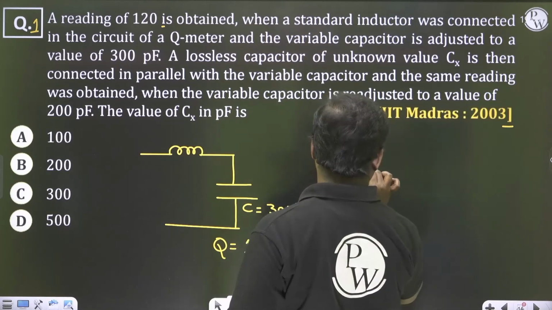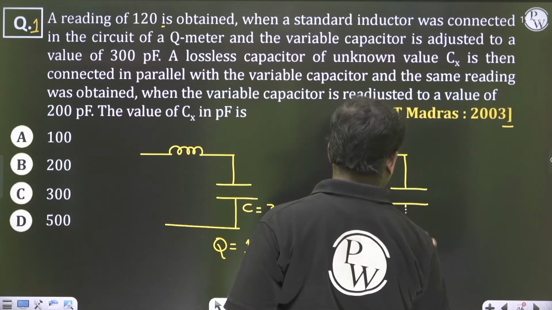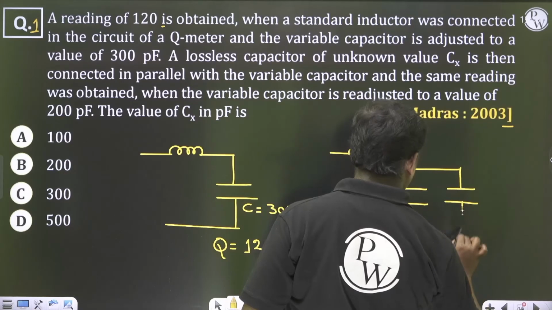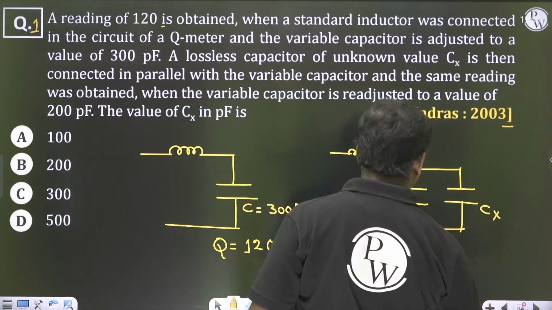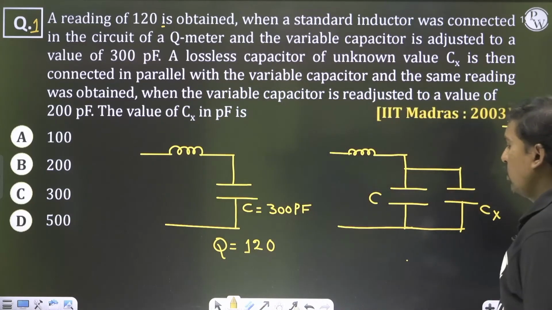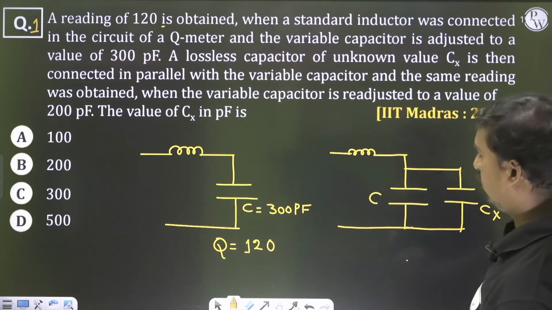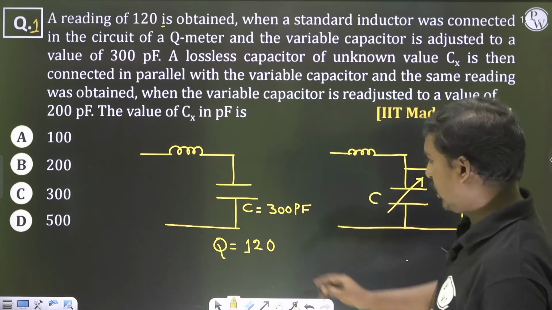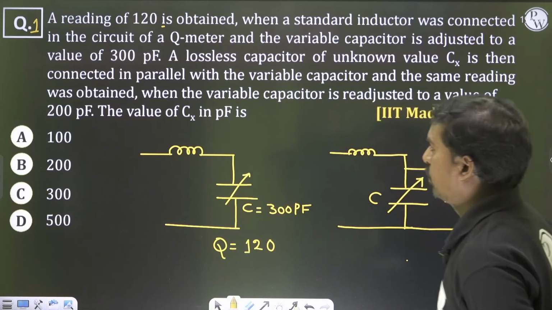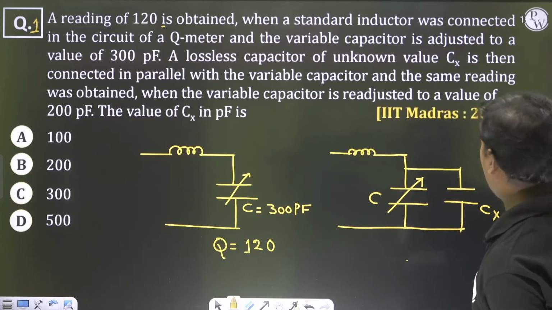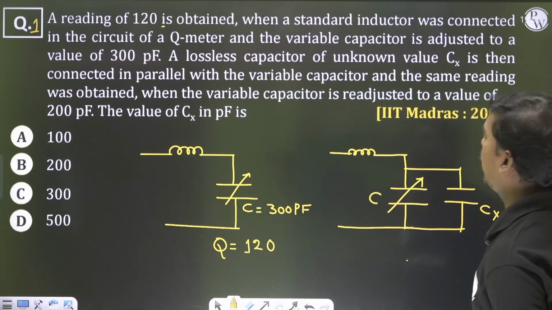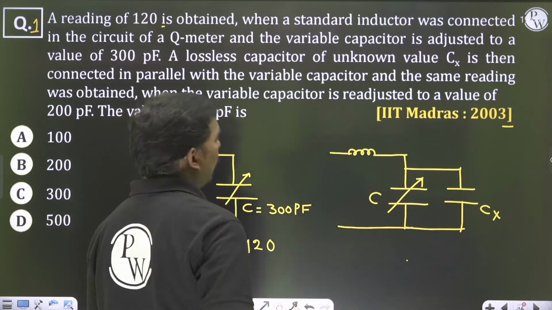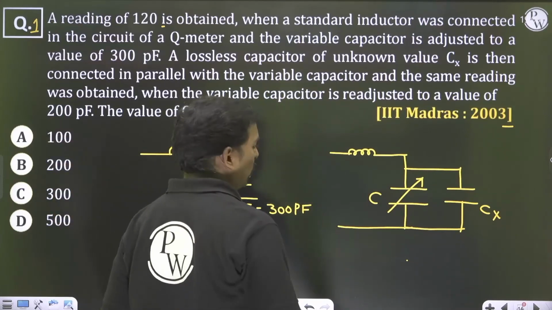Now what happened? One more unknown capacitor in parallel, then this is tuned, the tuning capacitor, right? A lossless capacitor of unknown value Cx is connected in parallel with a variable capacitor and the same reading was obtained, and the variable capacitor is readjusted to a value of 200 picofarad.